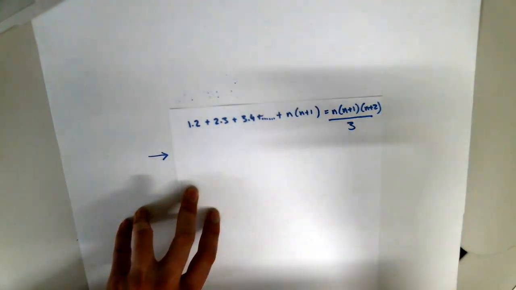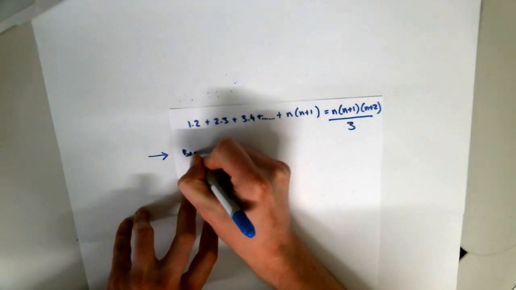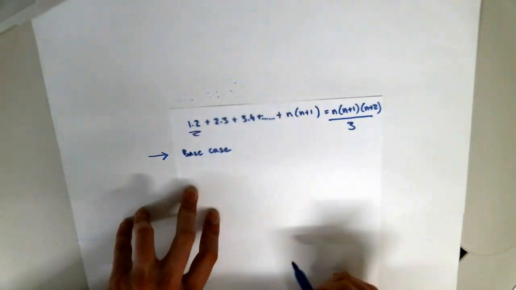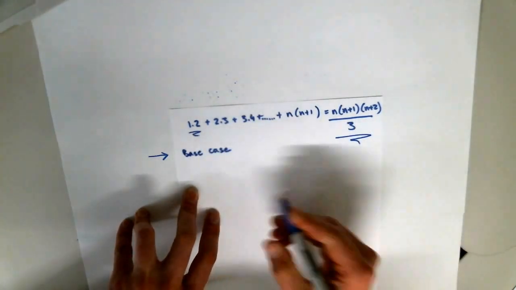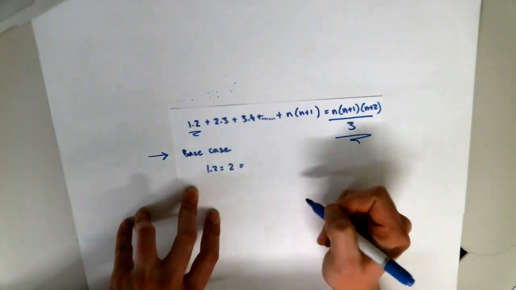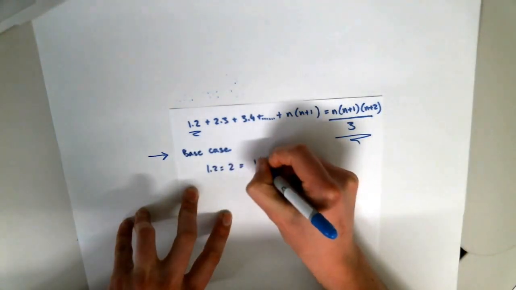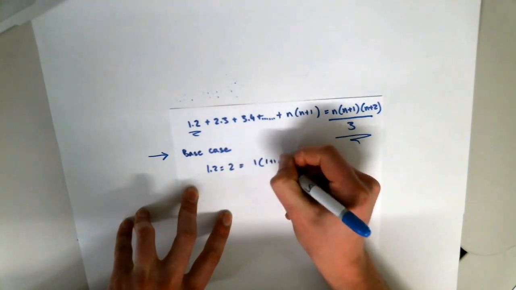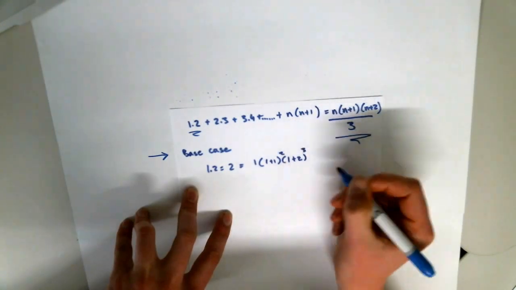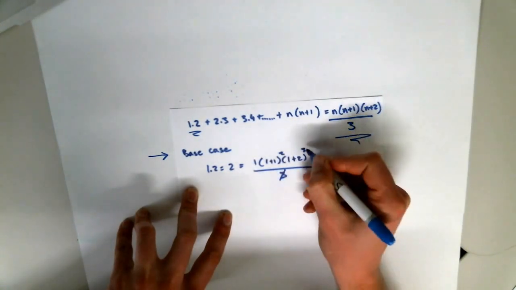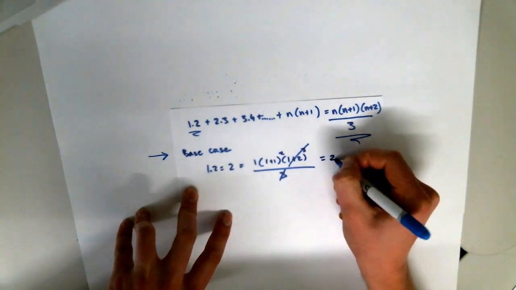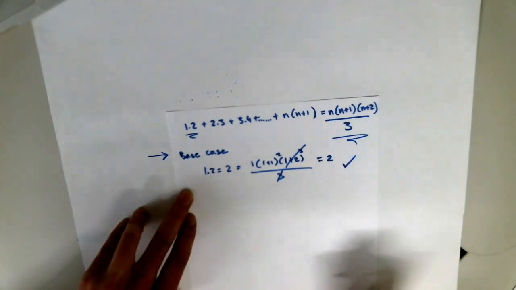As with everything, our first step is our base case. We just need to show that for this first term here, this part holds true. So 1 times 2 is equal to 2. Looking in here, if we substitute n equals 1, we get 1 times (1 plus 1) times (1 plus 2). This gives us 2, this gives us 3, all divided by 3. Those cancel, our 1 goes in there, and we're going to get this equal to 2. So our base case holds true.